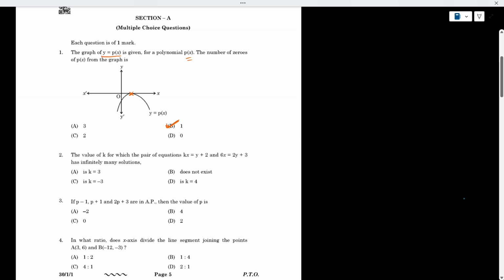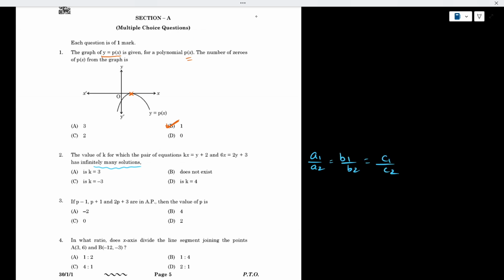This is the second question, based on linear equations. It's given here: find the value of k where the pair of equations kx equals y plus 2 and 6x equals 2y plus 3 has infinitely many solutions. Now, for infinitely many solutions, what is the condition? You know, a1 by a2 should be equal to b1 by b2, which should be equal to c1 by c2.